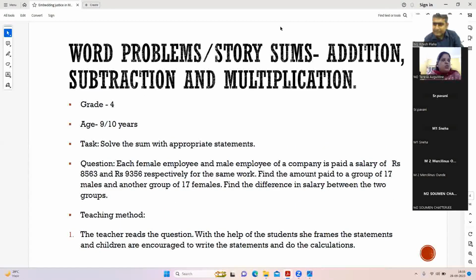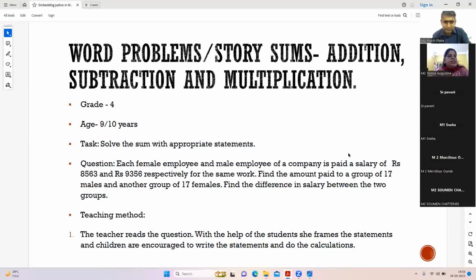I'll take you through the maths lesson in class 4, where we will use story sums to embed justice. The question is: each female employee and male employee of a company is paid a salary of rupees 8,563 and rupees 9,356 respectively for the same work. Find the amount paid to a group of 17 males and another group of 17 females. Find the difference in salary between the two groups.